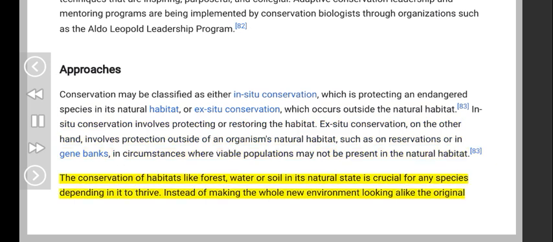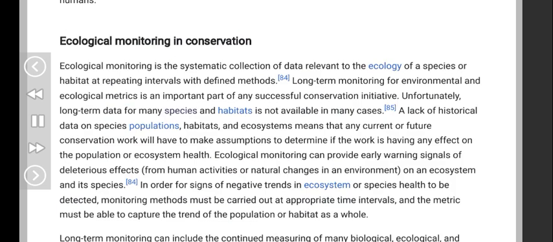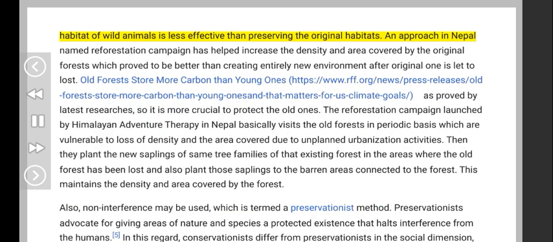The conservation of habitats like forest, water or soil in its natural state is crucial for any species depending on it to thrive. Making a whole new environment that looks like the original habitat of wild animals is less effective than preserving the original habitats. An approach in Nepal named the reforestation campaign has helped increase the density and area covered by the original forests, which proved to be better than creating an entirely new environment after the original one is left to be lost.